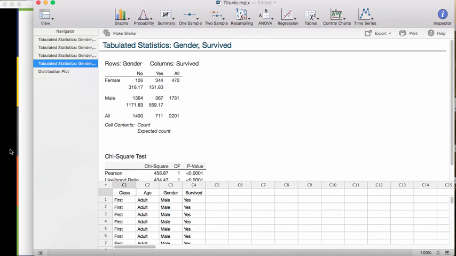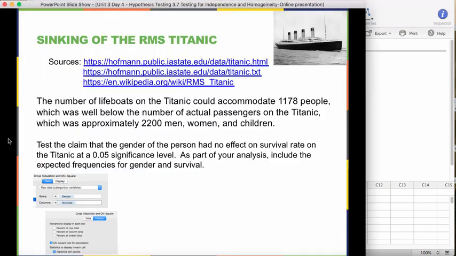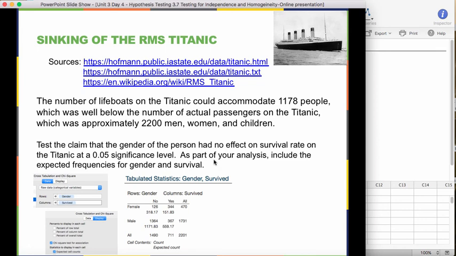So again, if we're thinking about what this means, the null hypothesis is that the gender and survival rate are independent of each other. The alternate hypothesis is that there is a relationship between gender and survival. So based on this, we are going to reject the null hypothesis of independence. Let's take a further look at what this means as we work through this.